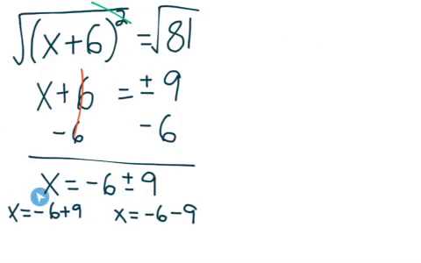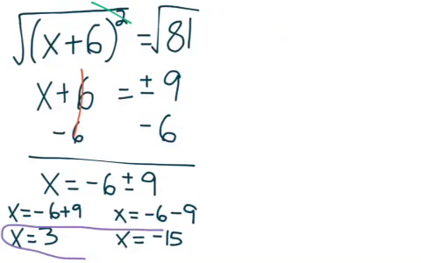And now I just need to finish simplifying both of them. So in this one, x equals negative 6 plus 9. I'm going to get x equals, and negative 6 plus 9 is 3. And then over here, x equals negative 6 minus 9 is negative 15. So there's 2 possible answers to this one, positive 3 or negative 15. Go ahead, copy this, and then go on to the next example.